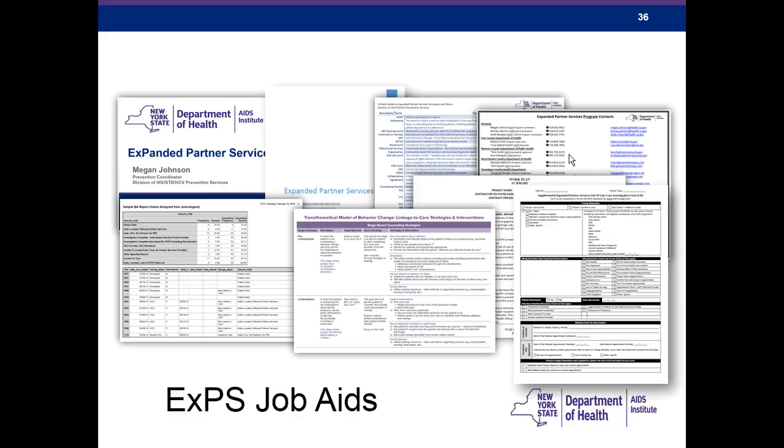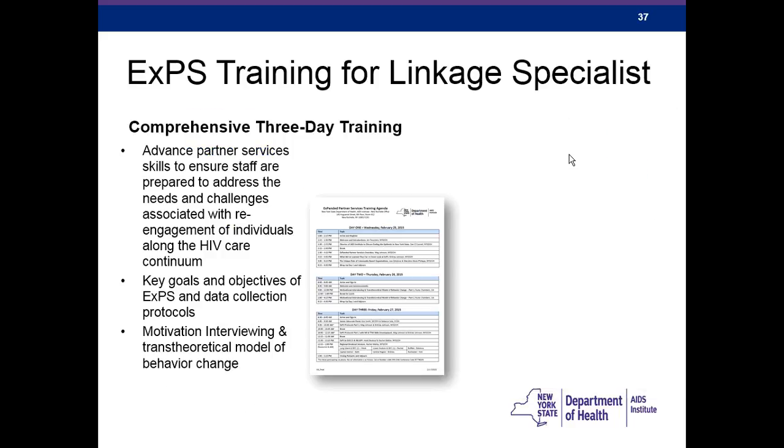And I promise I'm going to move faster. So we do have a 3-day comprehensive training that we've created in-house for our linkage specialists, because we found that there wasn't a national training that was meeting our needs, and the Passport to Partner Services trainings really didn't cover looking at the care continuum and meeting clients where they were at the various points in that continuum.